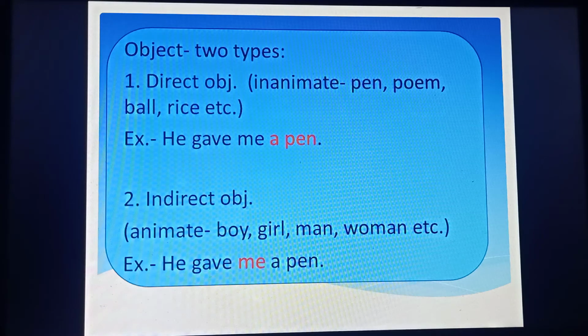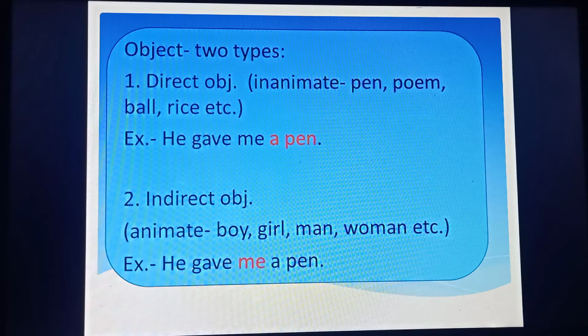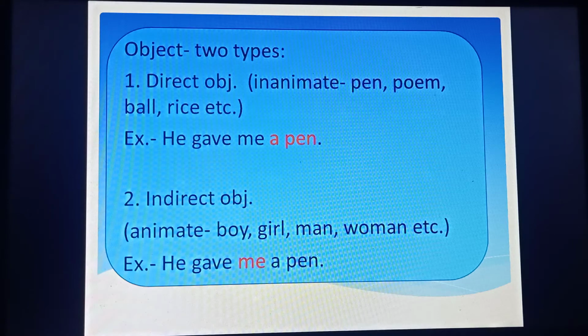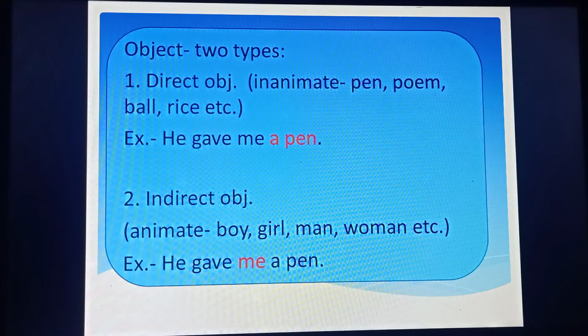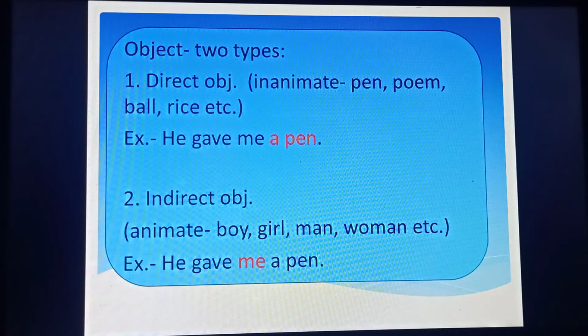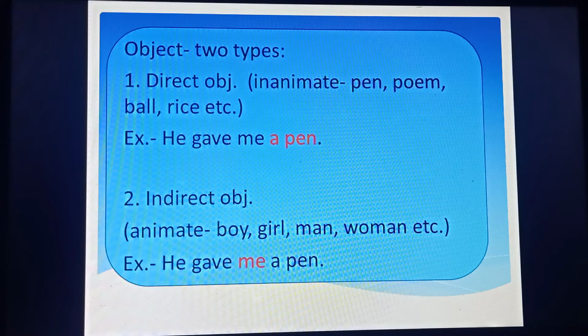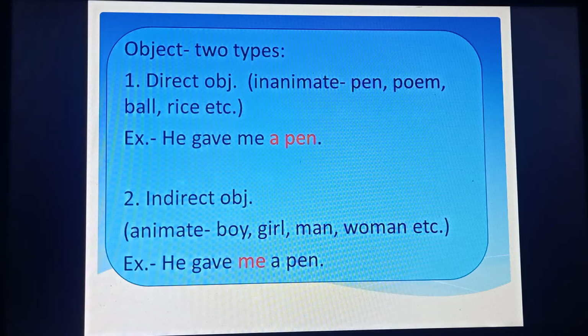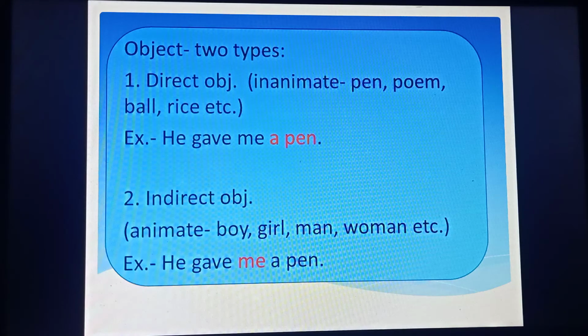So you see the example: he gave me a pen. A pen is a lifeless thing, so this is the direct object. Let's get an idea about the indirect object, that is animate, which has life. In most cases this is human beings, so boy, girl, man, woman, etc. He gave me a pen. I have used the same example so that you can understand it very easily. So me here is the indirect object, and this is a human being. Another thing: if you find two objects in the sentence, then it is always better to use the indirect object as the subject.